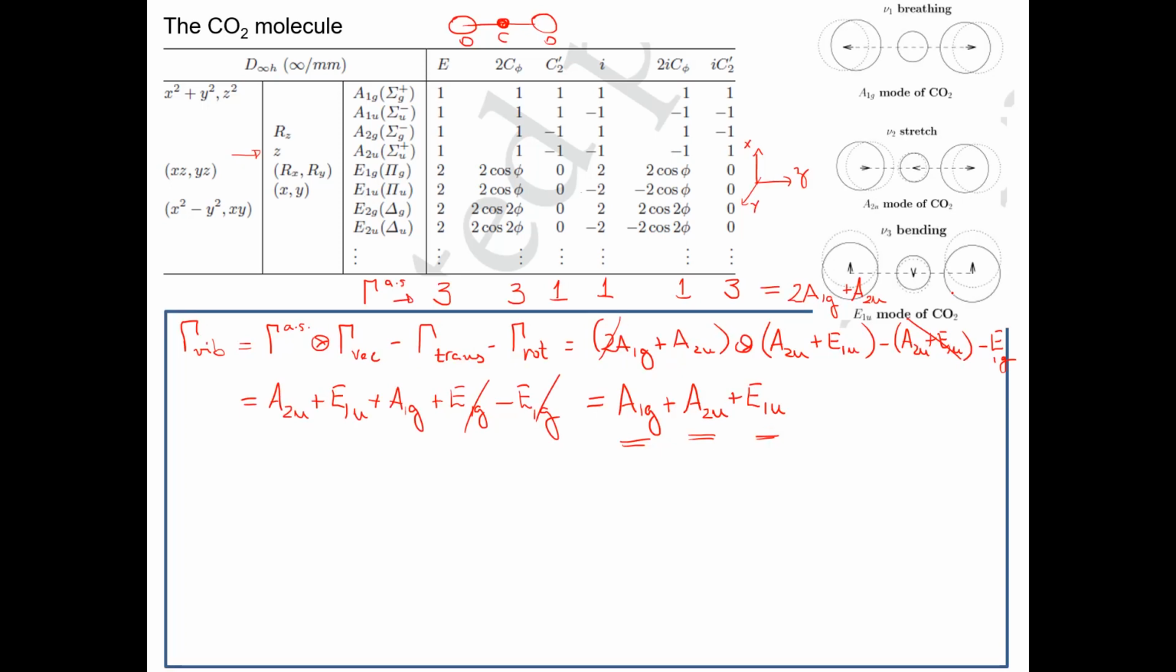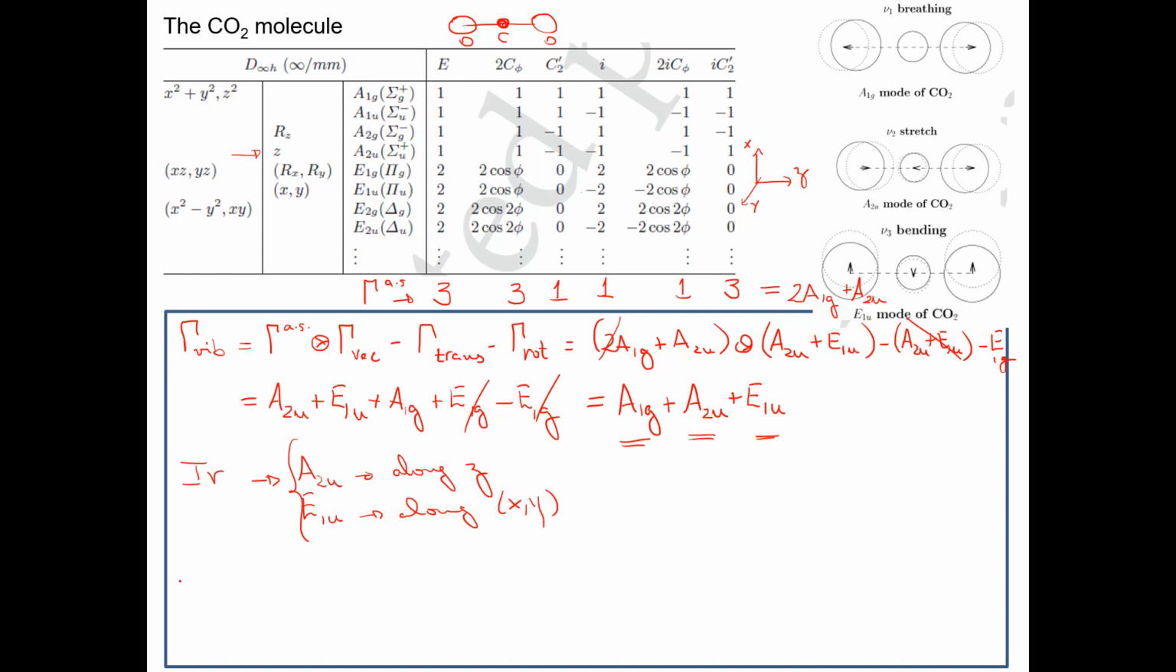So what about infrared and Raman activity? By looking at the character table, you see the infrared active modes should be those transforming like A2U and E1U. You can see the basis functions. One is polarized along Z, and the other is polarized along the XY plane.